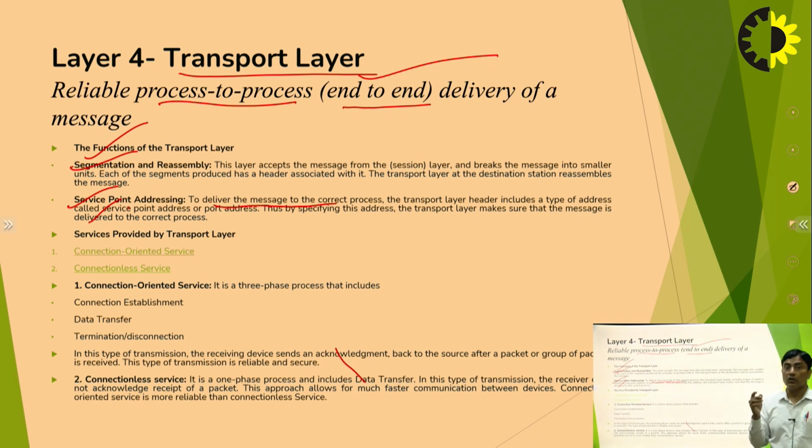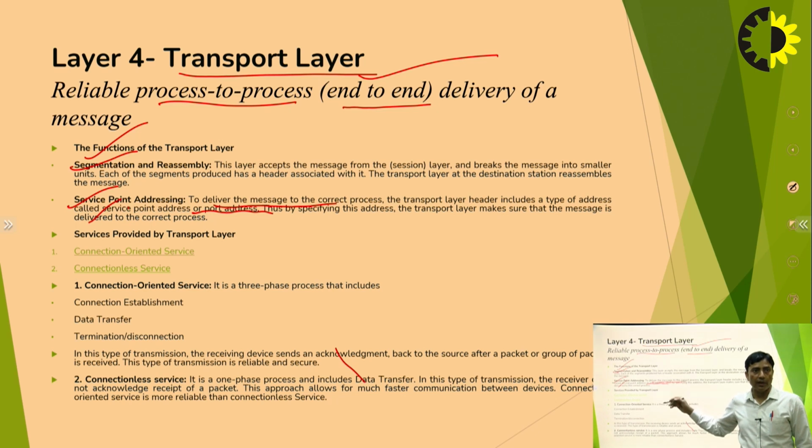But the work is not done up to the source and destination, because in the source and in the destination a number of processes are running. So you have to deliver the data to the related process. For this, the transport layer defines the port numbers. This is known as the port address.